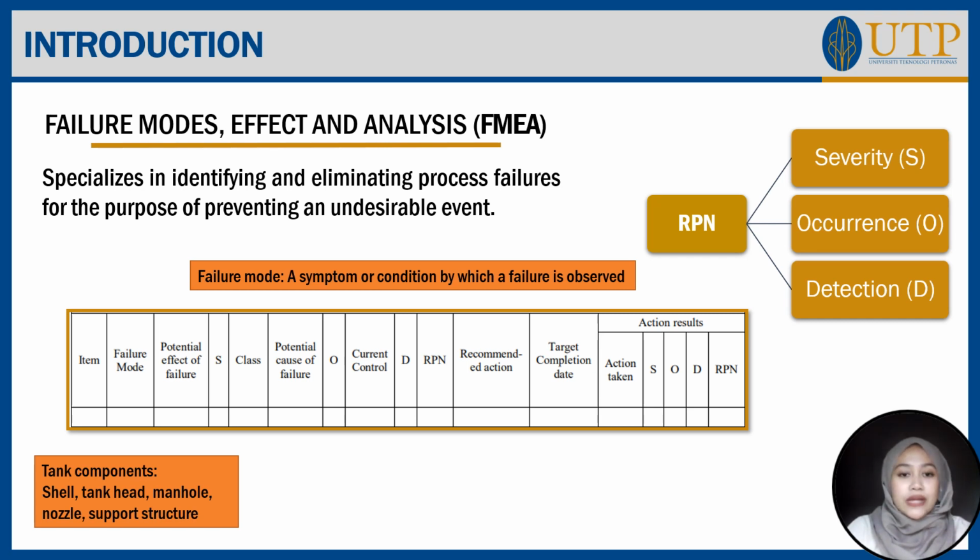From the table, we can see that each failure mode will be rated into 3 categories. The severity, which is how severely the failure may harm the production, the equipment or even the environment. The second factor is the occurrence, which is the likelihood of the failure to happen, and the detection factor, which is the difficulty of detecting the failure. For this particular project, we will do FMEA analysis based on tank components, which are the shell, tank head, manhole, nozzle, and the support structure of the storage tank.